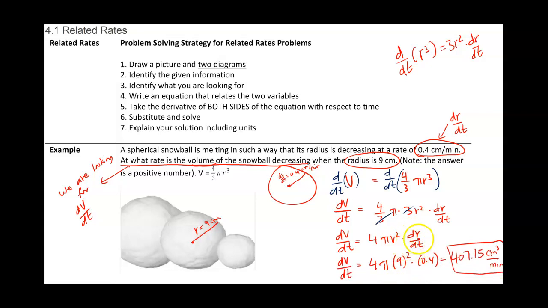dr/dt represents the rate of change of the radius over time, which is 0.4 centimeters per minute. So anytime you're talking about decreasing or increasing a rate, that is going to be your dr/dt, or whatever the rate of change is. Then I simplify and I get 407.15 cubic centimeters per minute. So it means that when the radius is 9 centimeters, the volume is decreasing at a rate of 407.15 cubic centimeters per minute.